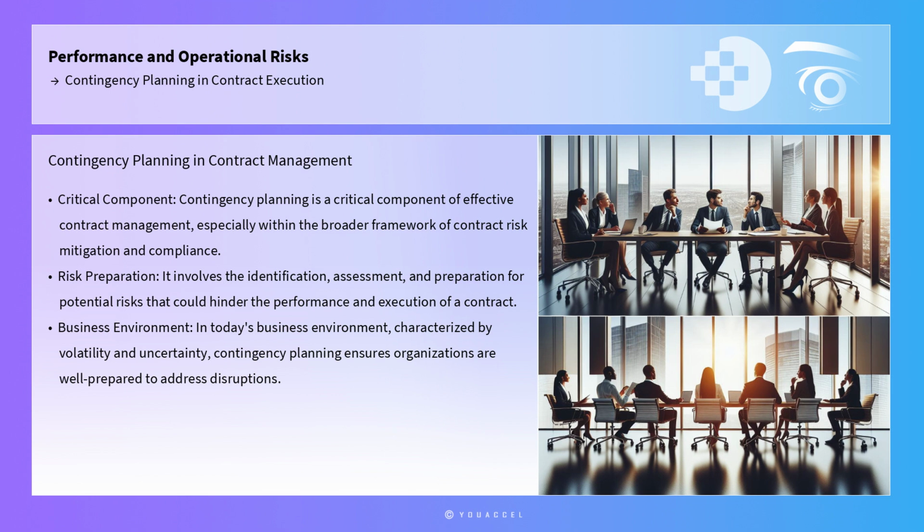Contingency planning in contract execution is a critical component of effective contract management, especially within the broader framework of contract risk mitigation and compliance. It involves the identification, assessment, and preparation for potential risks that could hinder the performance and execution of a contract. In today's business environment, characterized by volatility and uncertainty, contingency planning ensures that organizations are well prepared to address any disruptions, thus safeguarding their interests and maintaining the integrity of contractual obligations.